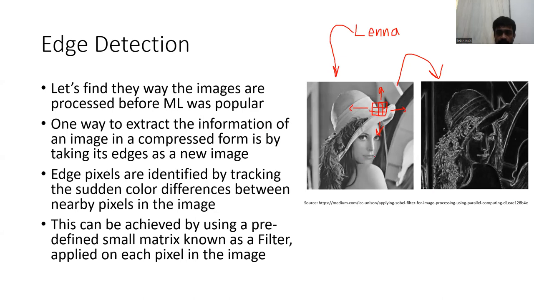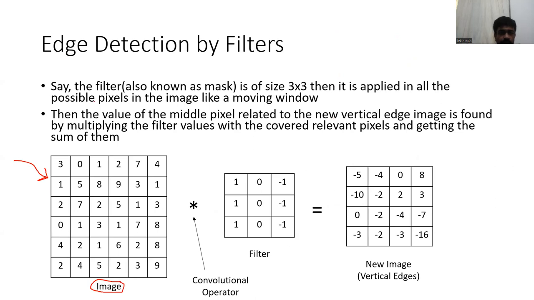Suppose these are the pixel values of the Lena image. The real image is much larger than this, but I have just taken some sample values: 3, 0, 1, 2. Suppose those are the intensities in each of the pixels. Each box corresponds to a single pixel, this is another pixel, and so on. So now this is a 6 by 6 image.